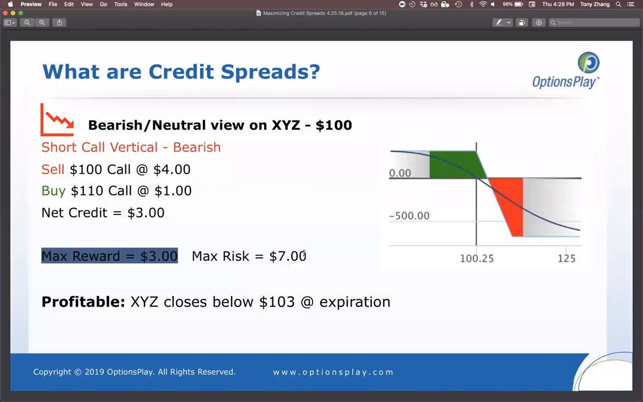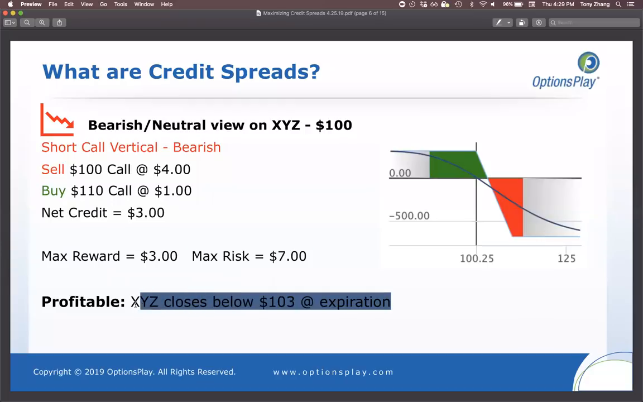And again, the max risk is $7, which is the difference between the strikes minus the net credit that I received. And this bearish strategy, this bearish credit spread that I've sold, is profitable as long as stock XYZ closes below 103 at expiration. So just a strike price plus the $3 premium that I receive. So even if I'm wrong on my analysis and the stock rallies a couple of bucks, I can actually still make a profit on this particular trade. And if the stock moves lower, I keep my $3.